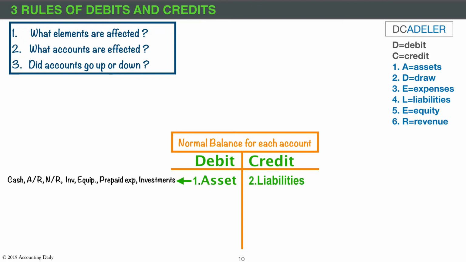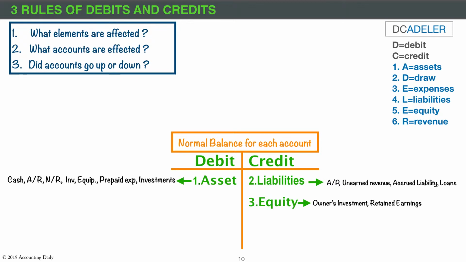The normal balance for liabilities is credit, and some of the examples of liabilities are accounts payable, unearned revenue, accrued liability, loans. The normal balance for equity would be credit, and equity is owner's investments or the retained earnings, sometimes also referred to as the capital of the business.